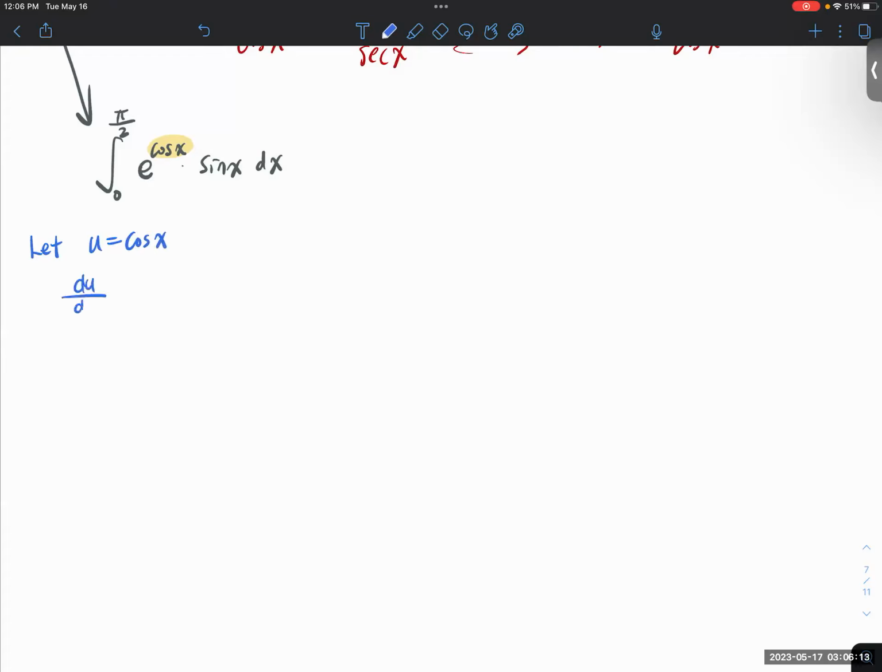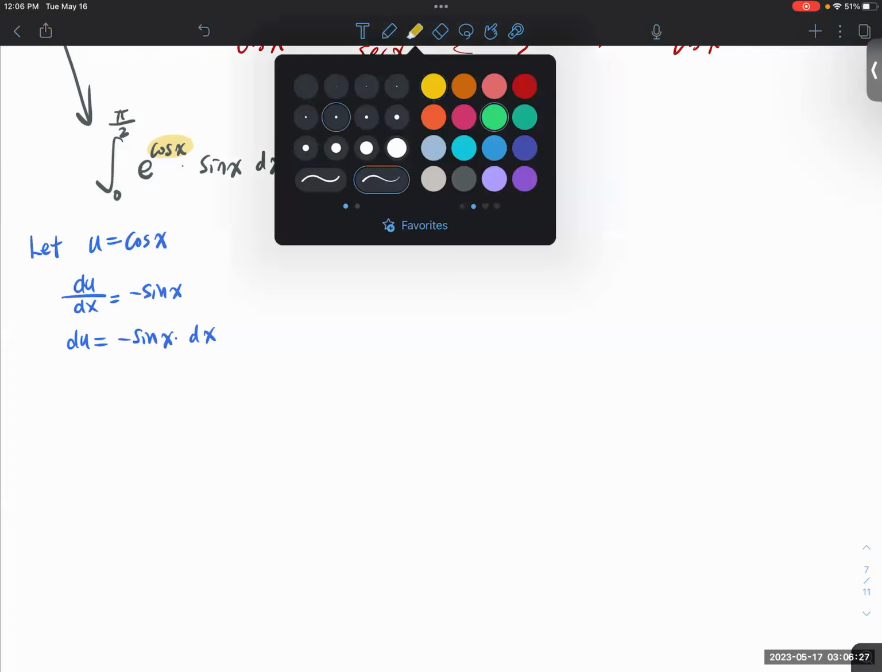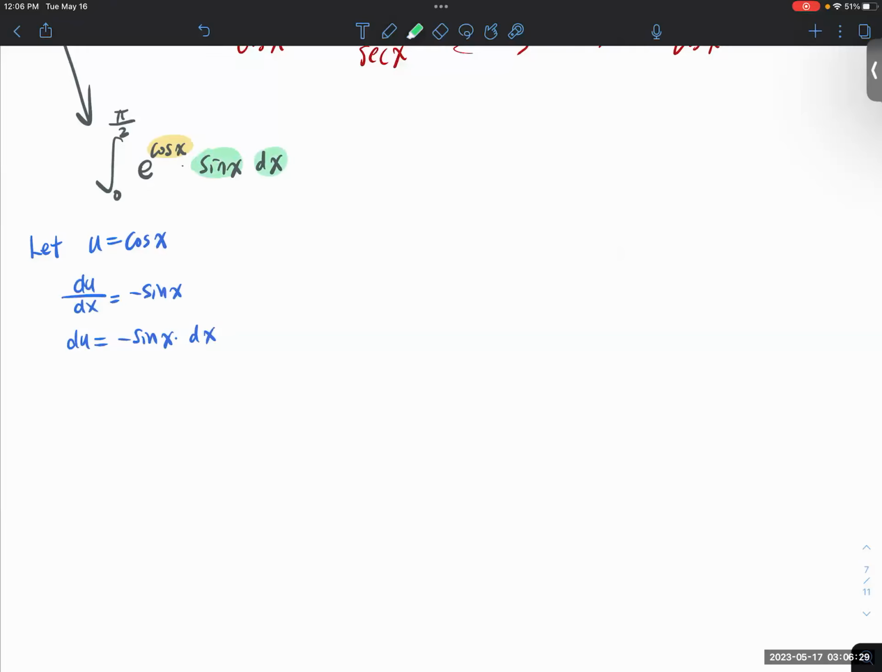So du over dx is gonna be negative sine x, isn't it? And then, cross multiplication, du equals negative sine x times dx. I need the positive sine x times dx, so I'm going to divide both sides by negative 1. Then negative du equals positive sine x dx. So sine x dx is negative du.